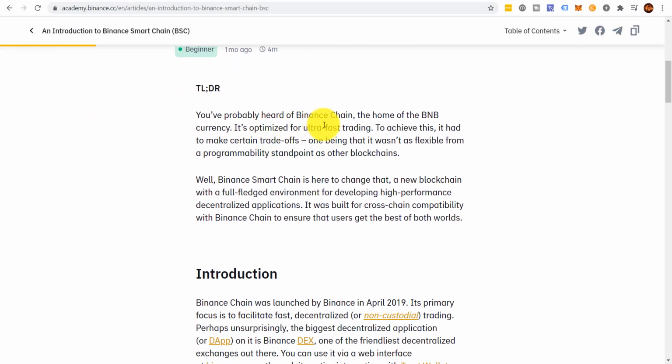You've probably heard of Binance Chain, the home of the BNB currency. It's optimized for ultra-fast trading. To achieve this, it had to make certain trade-offs, one being that it wasn't as flexible from a programmability standpoint as other blockchains. Well, Binance Smart Chain is here to change that. A new blockchain with a full-fledged environment for developing high-performance decentralized applications. It was built for cross-chain compatibility with Binance Chain to ensure that users get the best of both worlds. That cross-chain compatibility is going to be very important.